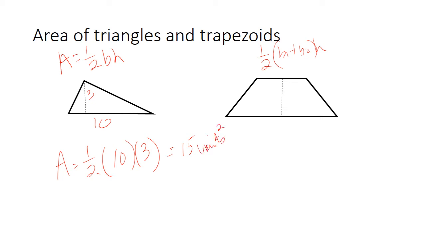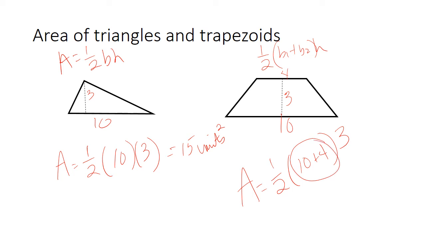So on this one, let's say our height is 3 also. We can say this base is 4, and let's say this one is 10. So we're going to do area equals 1/2 times 10 plus 4 times 3. So we want to do this adding up first. PEMDAS says we need to do inside the parentheses, so that's going to be 14. So 14 times 3 is 42. Divided by 2 is 21. So our area is going to be 21 units squared.